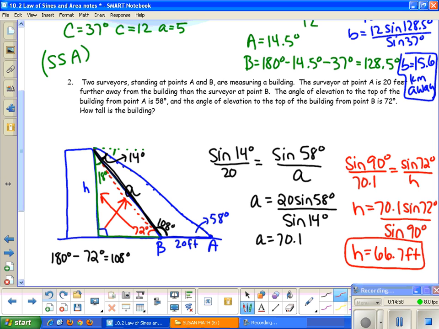So that's one way you could have solved this triangle. Of course, like I said before, there are other ways. And so what we're going to do in class is some practice of the area formulas, and also we're going to do a bunch of application problems.